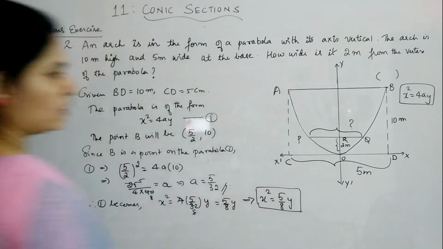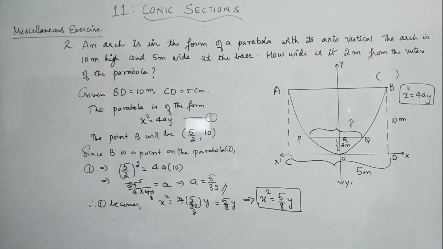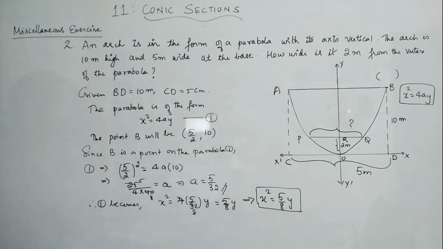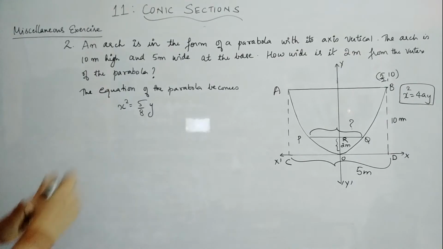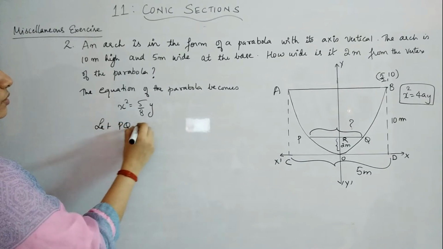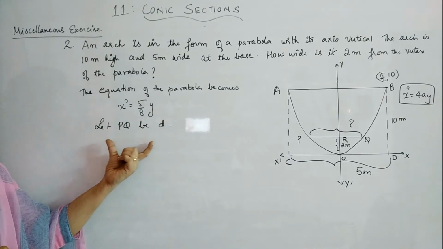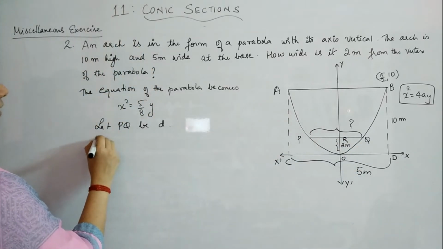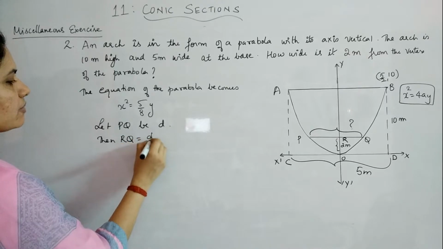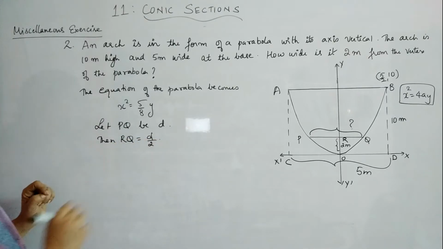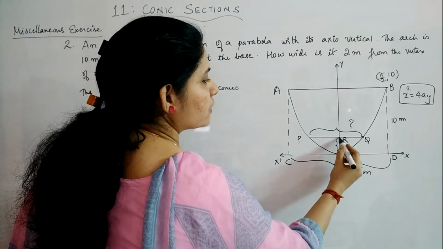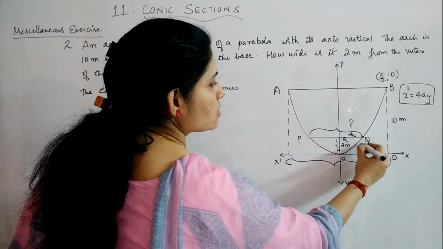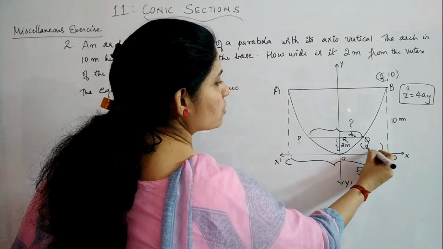Now again, we will take this total distance PQ as D, which we need to find out. Let PQ be D. So the distance PQ is taken as D. Now what will be RQ? Then RQ is equal to D by 2. Now again, what will be the point Q? If this length is 2 and this is D by 2, the coordinates of Q will be D by 2, comma 2.